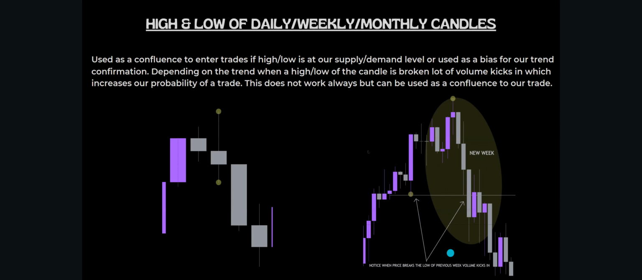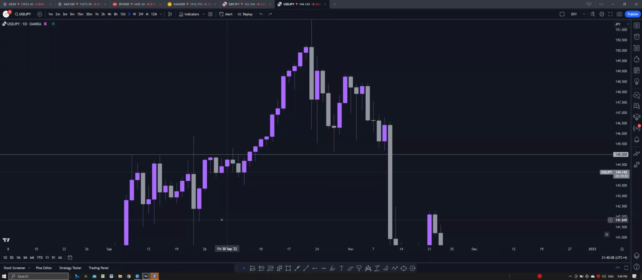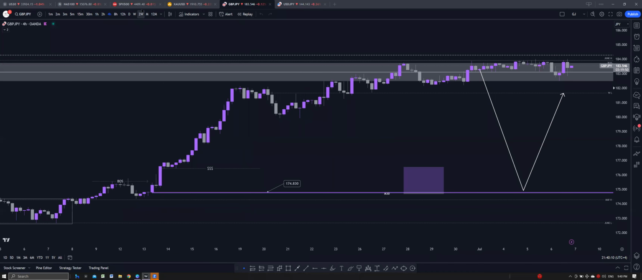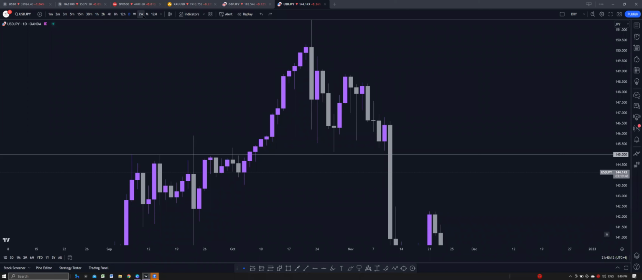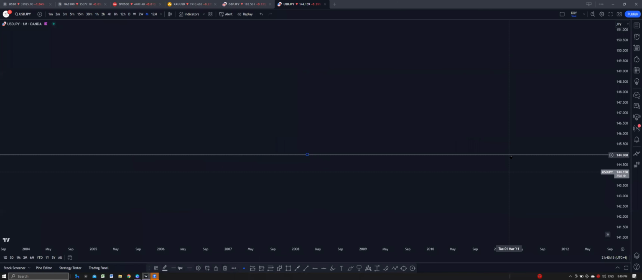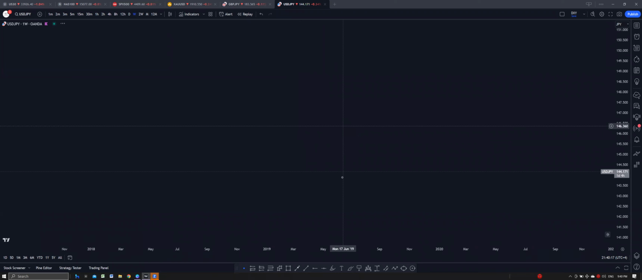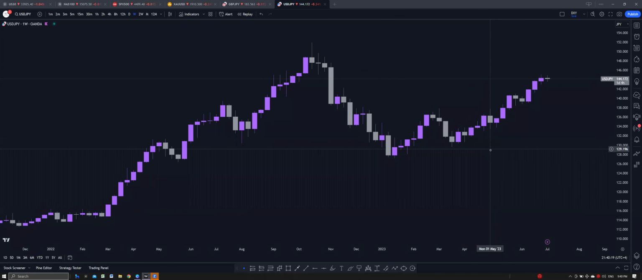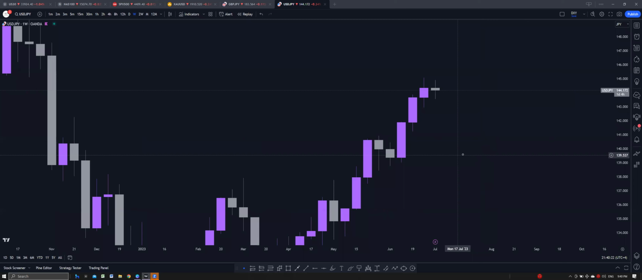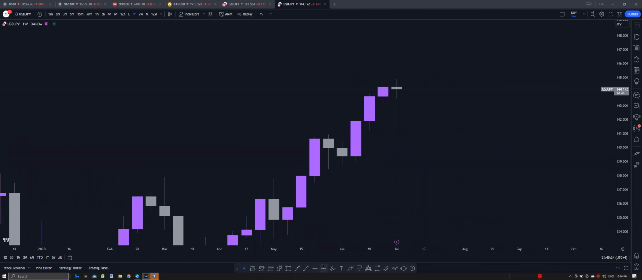So let me show you a few examples here. When it comes to the low and the high, let me use this chart itself here. Probably let's use a weekly time frame. Okay, so let's look at this bearish candle. So let me mark this off. Okay, so this bearish candle, let's mark that off, and this occurred on 5th of June, right? 5th of June, right there.